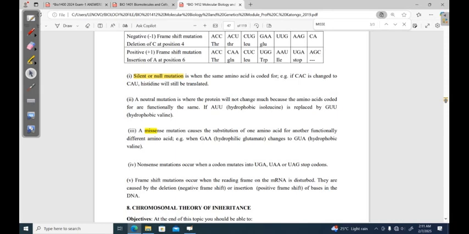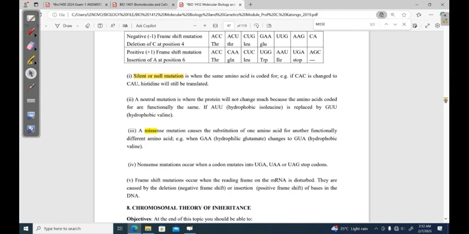A neutral one is where the protein will not change much because the amino acids coded for are functionally the same. This one has to do with the end results. The protein that's coded for will not change because the amino acids that make up that protein function in the same way even if they've been changed in the first place. So for our question, it's a missense mutation.